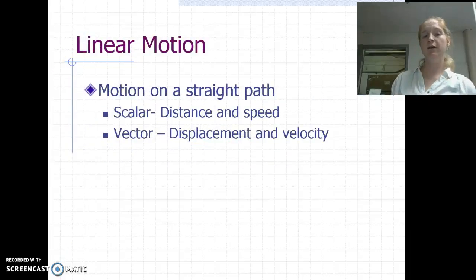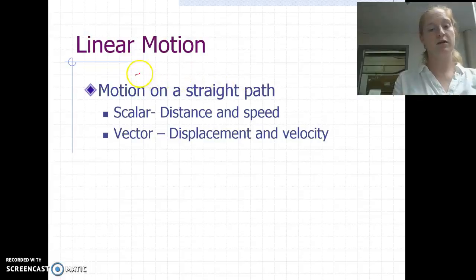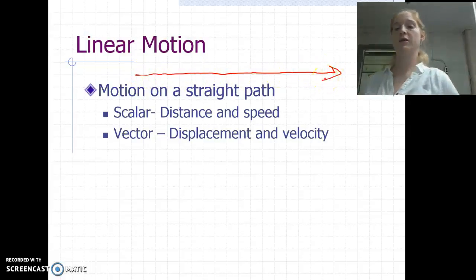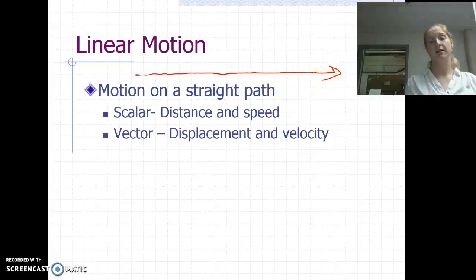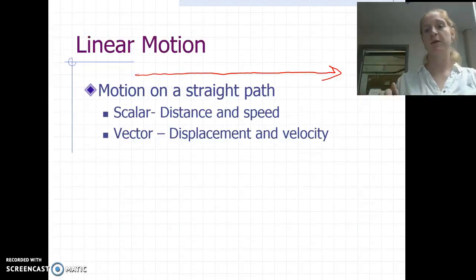Okay, linear motion. This is what we're talking about in this chapter. Linear motion is in a straight path. Motion is one direct line. Once you stop going in a straight line, it's considered acceleration. So when we're going in a straight path, it is just speed. Okay, motion in a straight path.